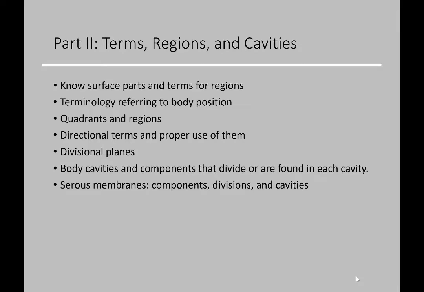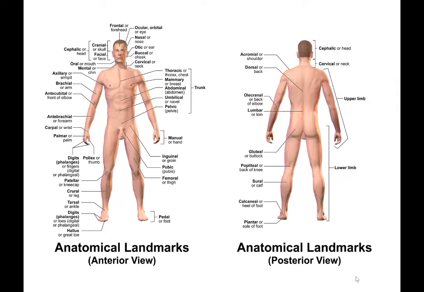This second part of this chapter, you're going to know about the terms and regions and different cavities, as well as serous membranes in our body. Here is a diagram where you can see, if we look up close, every region of the body has an anatomical term along with the layman's term.